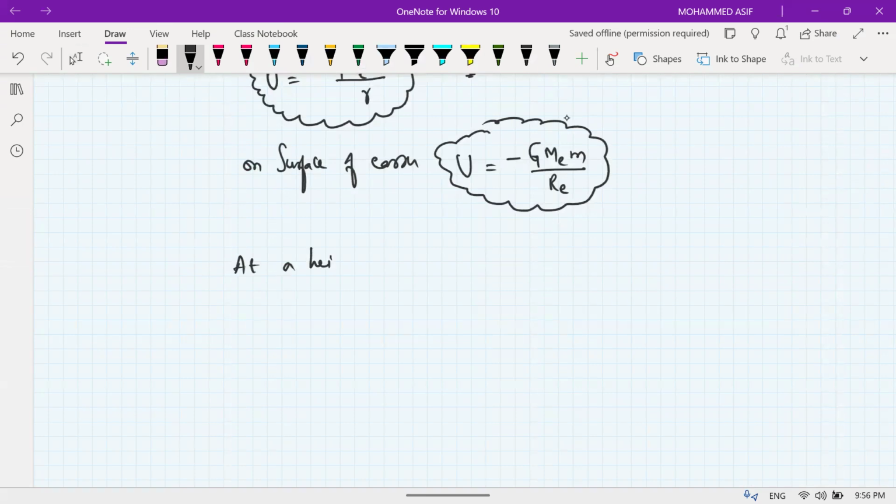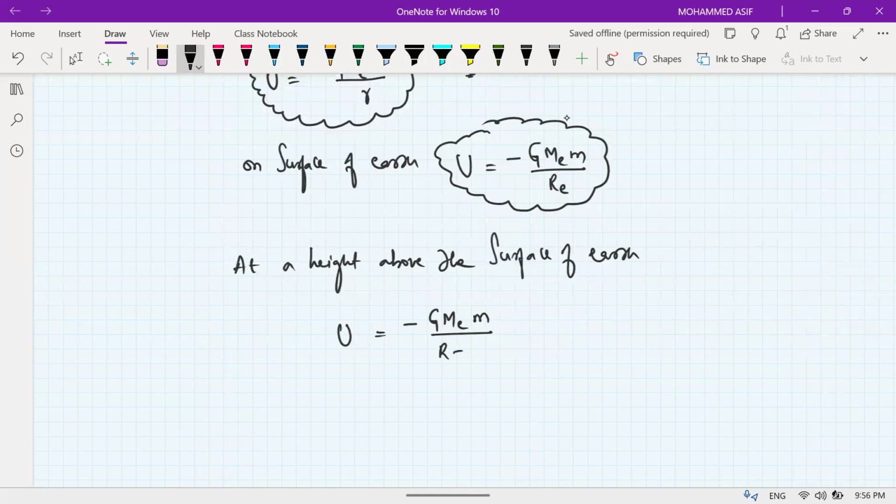at a height above the surface of earth, certain height, then U at a certain height will be equal to minus capital G, mass of earth into small m, divided by R plus h, if h is countable.